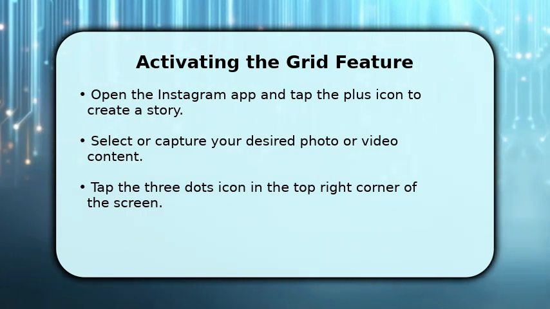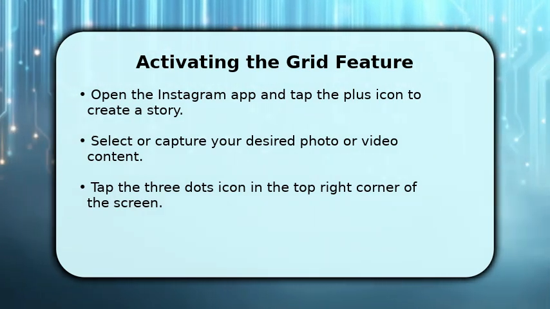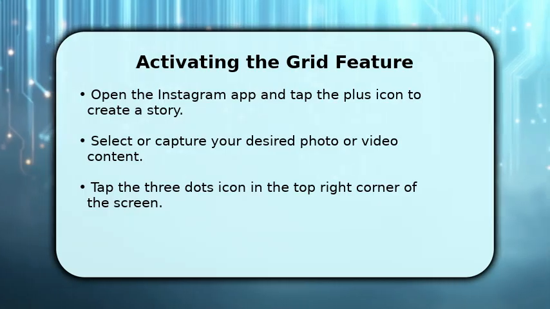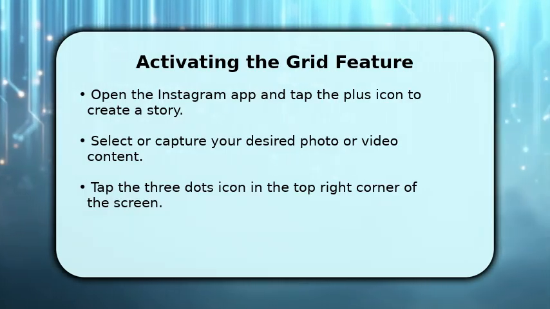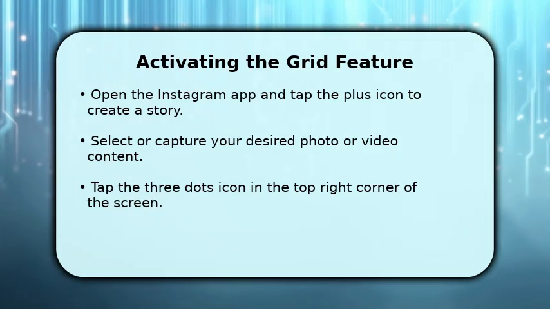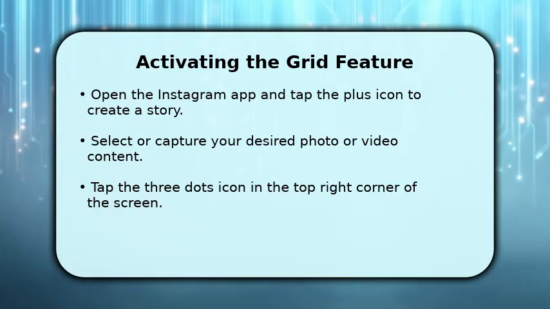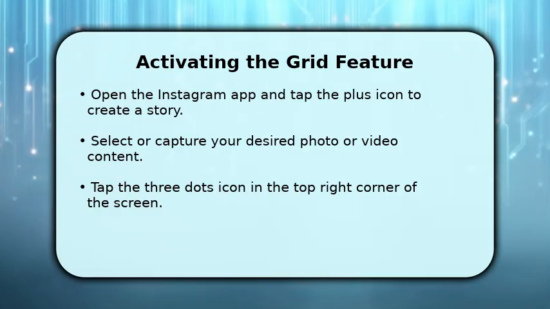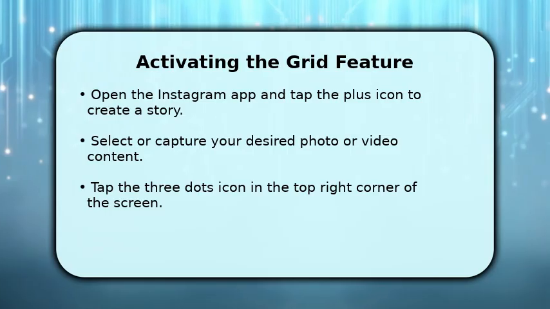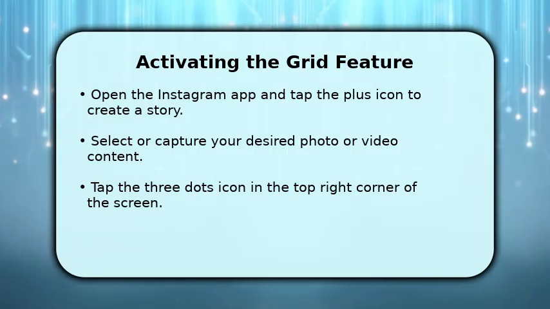Next, either capture a new photo or video or select existing content from your gallery. Once your content is ready, look for the three dots icon in the top right corner of your screen. Tap these three dots and then select the draw option from the menu that appears. This action will instantly reveal the helpful grid lines.